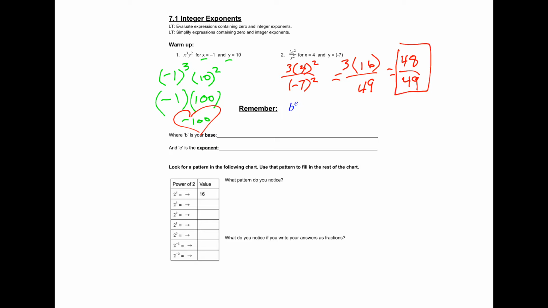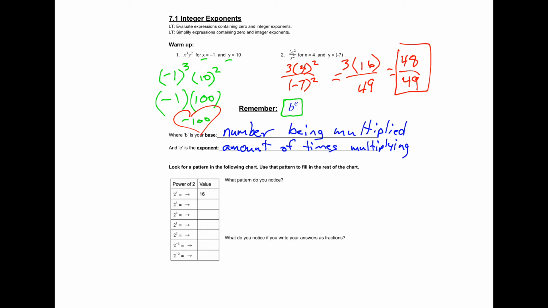All right, so with exponents here, we've got b to the e. So b is our base, and e is the exponent. So therefore, our base is the number being multiplied, and the exponent is the amount of times we're multiplying. So if we're doing 3 to the fourth power, 3 would be our base, 4 would be our exponent. That means that we are taking the number 3 and we are multiplying it 4 times. So 3 times 3 times 3 times 3. So remember, we have our base and then we have our exponent, which is the 4.